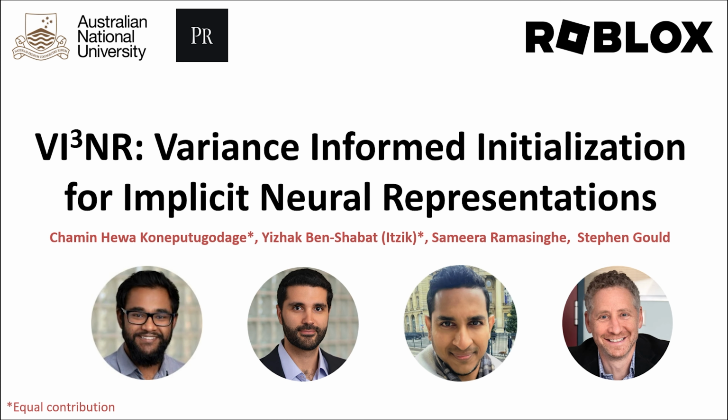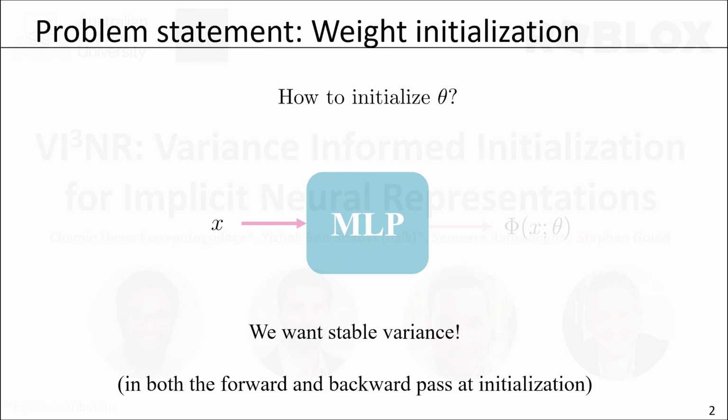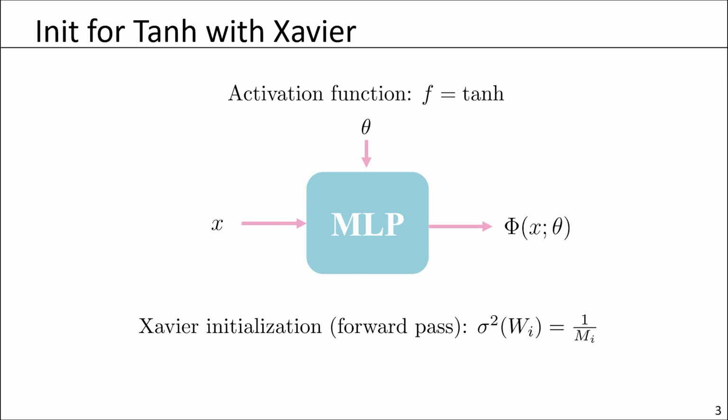We present VI3NR, Variance-Informed Initialization for Implicit Neural Representations. Assume we have an MLP with weights theta. How should we initialize the weights in such a way that will give us a stable variance in both the forward and backward pass? Let us consider only the forward pass first.